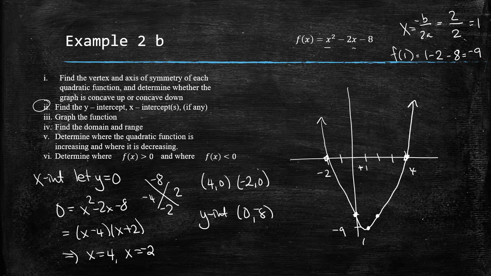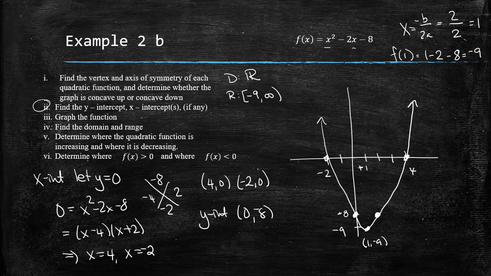Okay, so again, my vertex is (1, negative 9). If I go 1 unit to the left, I'm at negative 8. So if I go 1 unit to the right, I must also be at negative 8. That's how I knew this point (2, negative 8) was another point on the graph. Okay, domain of the function is all real numbers. The range, so the lowest value we have is negative 9. So the range is negative 9 to infinity.